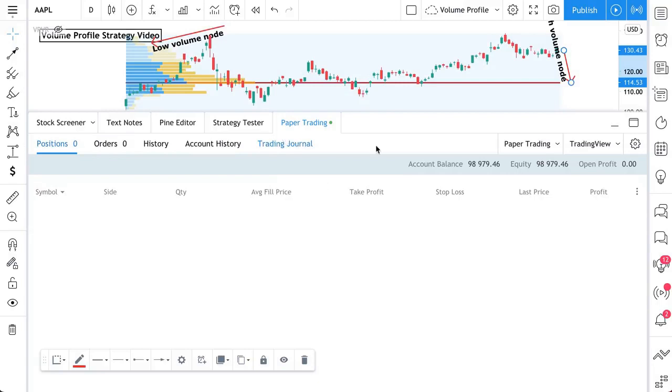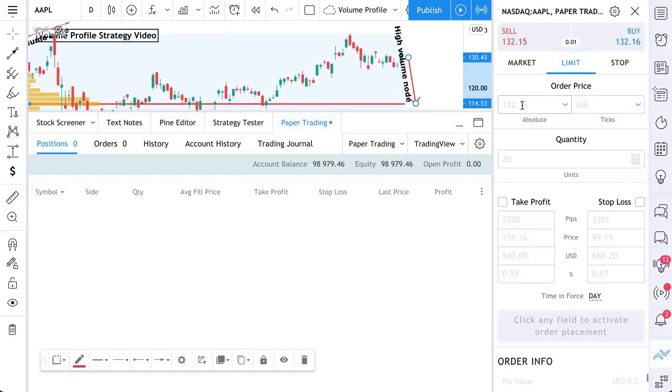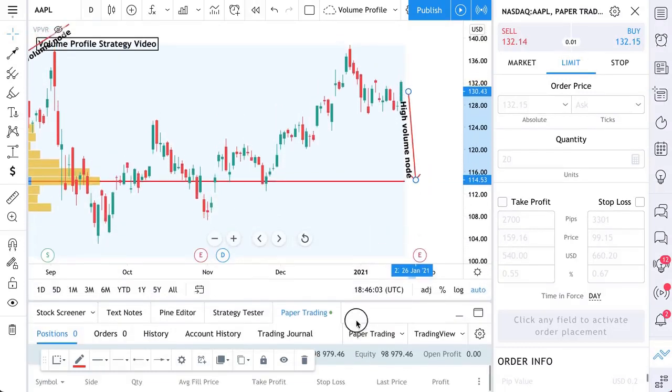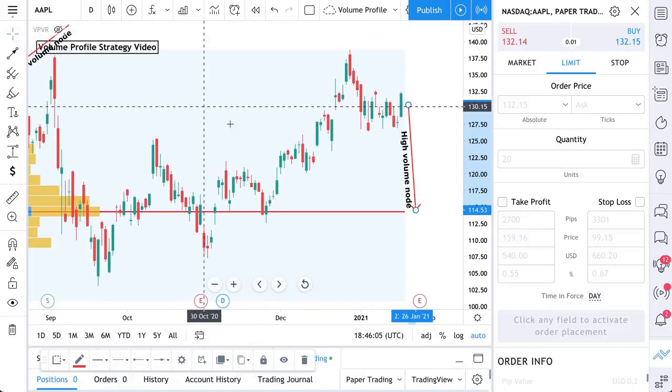So we open up our paper trading account. This button here is where our order panel is. And let's do a limit. This is how you can start to make better decisions. Don't have FOMO. Don't chase. Be patient.